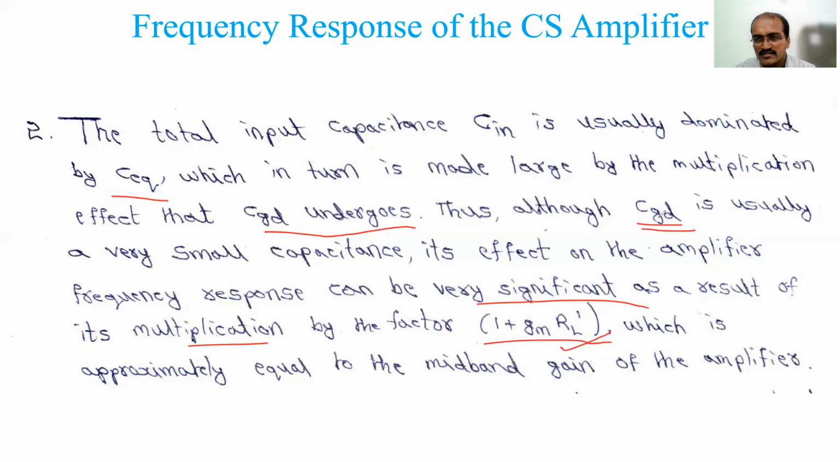Because of that, CGD is playing a major role. So if CGD is neglected, then what is C equivalent? 0, right? Only CGS would be dominant then. Okay, so that's why CGD is considered. So this factor is approximately equal to the mid-band gain of the amplifier. So this effect is equivalent to the mid-band gain of the amplifier. Okay, that is the effect of C equivalent. Okay.